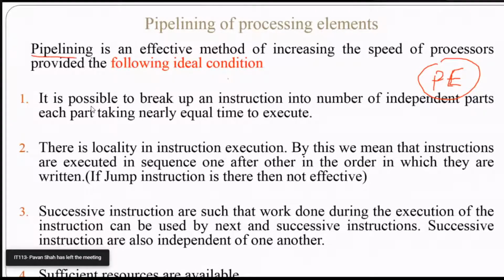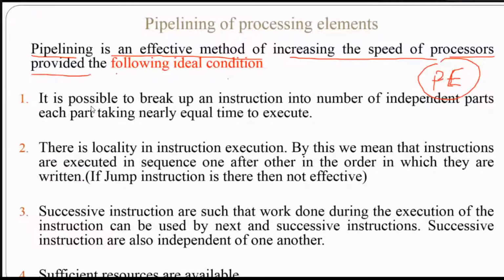Pipelining is an effective method of increasing the speed of a processor. You can implement pipelining for a single processor and also for more than one processor, provided that the following conditions are satisfied. When can you implement pipelining? If these 4 conditions are satisfied, then you can say that we can implement pipelining.